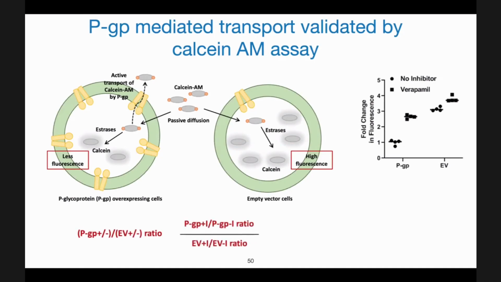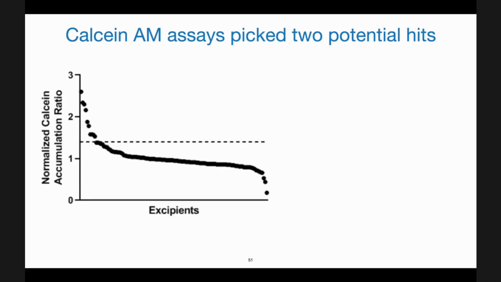And so we converted this fold change in fluorescence into a normalized calcein AM ratio, which was measured by the ratio of fluorescence of the PGP cell line in presence and absence of the inhibitor divided by the similar ratio of the EV cell line. And so this normalized calcein accumulation ratio was 2 in case of verapamil. After validating these assays, we did the whole screening with this assay, and here you could see that we ordered them according to the normalized calcein accumulation ratio.